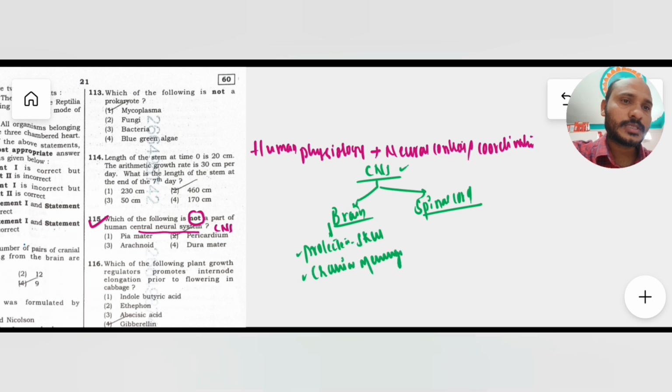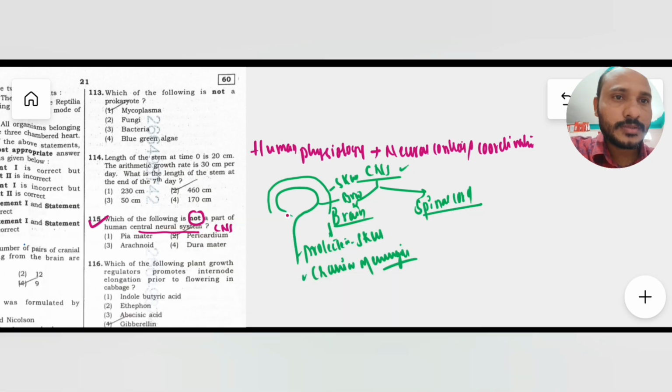For example, if you think of the brain like this, this region is the skull and this is the brain. So the skull protects it, and around the brain there are meninges. There are three layers of meninges present around the brain, like this: one, two, and three. These meninges which protect the brain are called cranial meninges.